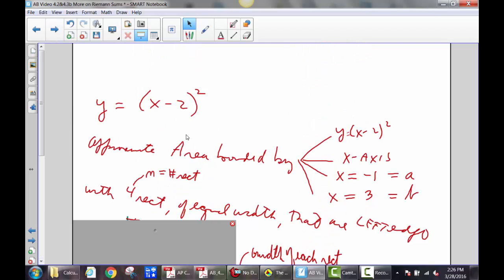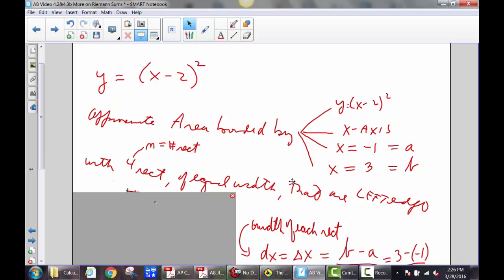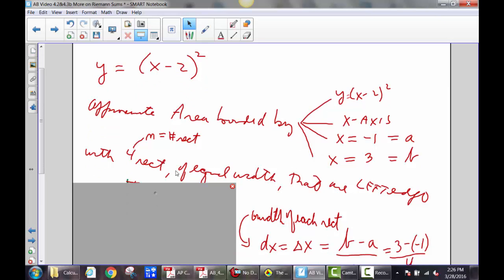Okay, so here's an example: y equals (x minus 2) squared. So you have a region bordered on top by that function, on the bottom by the x-axis, on the left by x equals -1, on the right by x equals 3. We're going to do 4 rectangles of equal width that are left endpoint.